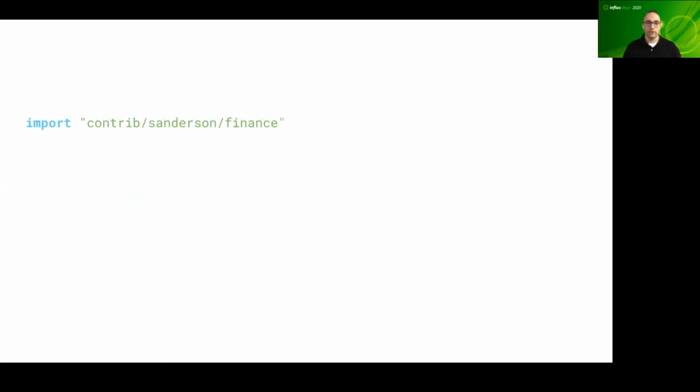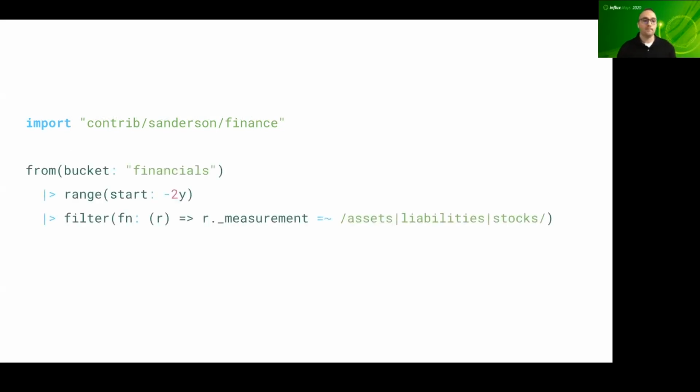In any Flux script, you would import your custom package. So in my case, it would be contrib/sanderson/finance. You would have a basic query that uses the from function, the range, and the filter transformation to return a set of data. And in this case, I'm going to use my retireIn custom function. The package reference always uses the last directory name in the package directory path. So I would do finance.retireIn and then set my goal.